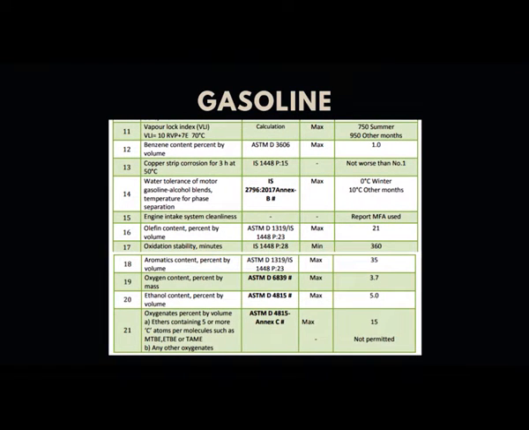gasoline. So if you see the list here, there are around 21 comprehensive tests being done for gasoline. These tests are defined by the standard bureaus of the respective country. For example, in India, all the specifications are defined by the Bureau of Indian Standards, which is in short called BIS. For every specification, there is an engineering unit, and the scale is defined either minimum or maximum or a range.